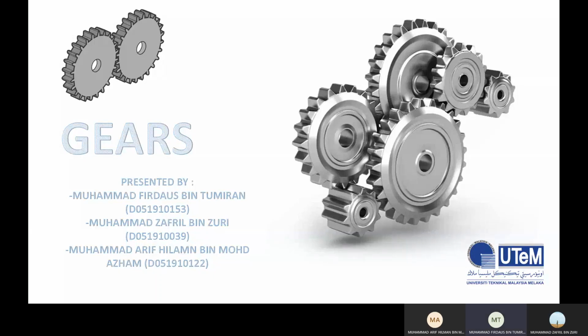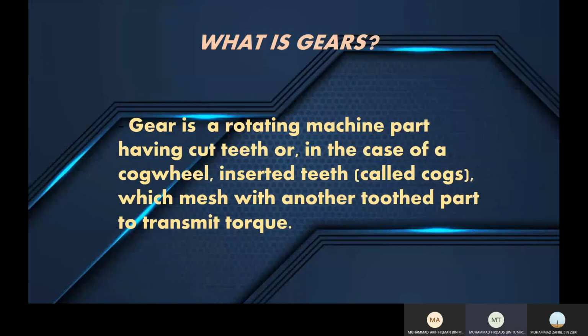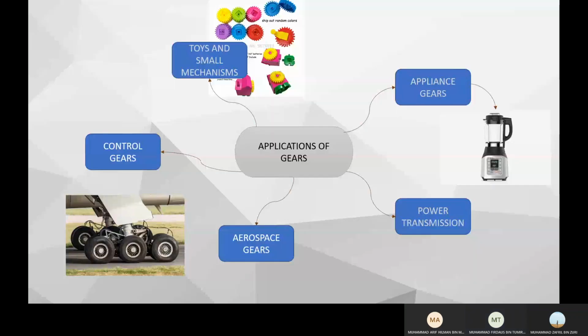Today we are from Group 7 and will present about gears. Actually, what is a gear? A gear is a rotating machine part having cut teeth, or in the case of a cogwheel, inserted teeth called cogs, which mesh with another toothed part to transmit torque. Then we will talk about the application of gears.